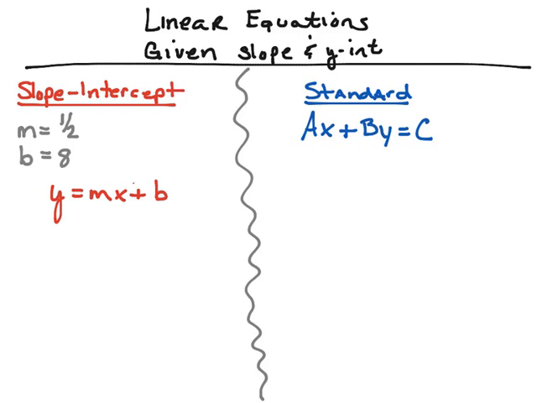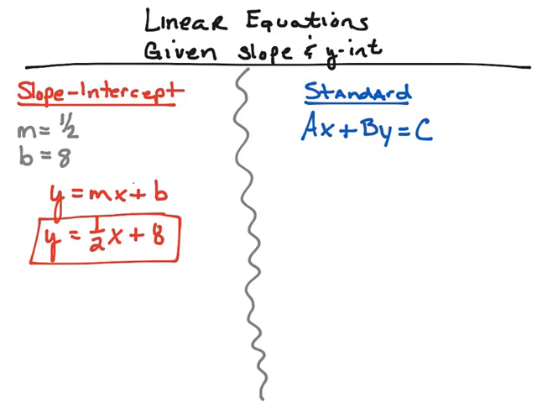Next example we have a slope of 1/2 and a y-intercept of positive 8. So just like we did in the previous two examples, all we're going to do to start with is replace the letter M, the slope, with 1/2. And we're going to replace the letter B, which is y-intercept, with an 8. I now have my equation in slope-intercept form.